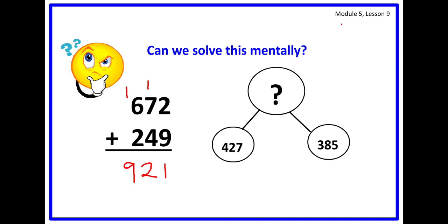We can't put down the whole 12 tens. We put down just 2 tens and take the remaining 10 tens, which represents 100, to the 100 side. So we now have 100 plus 600 plus 200. That will give us 900. So 672 plus 249 is 921.